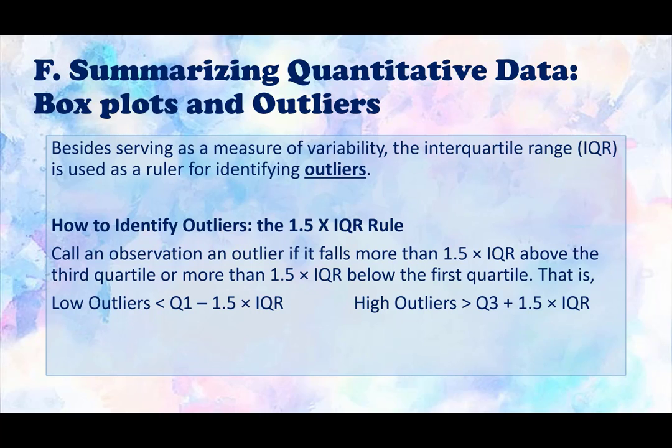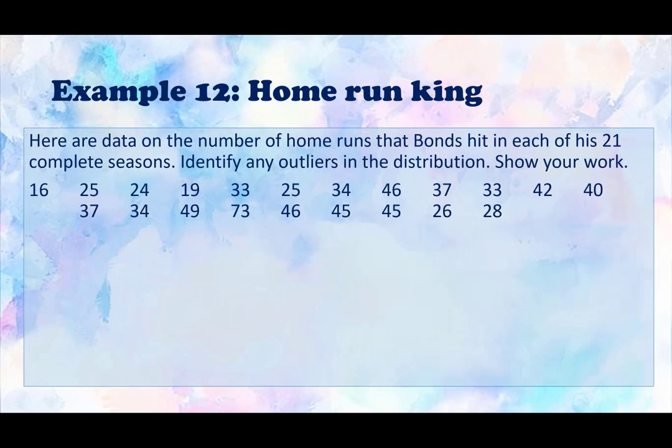What we're going to do is call an observation an outlier if it falls more than 1.5 times the IQR above the third quartile or more than 1.5 times the IQR below the first quartile. That is, lower outliers are going to be Q1 minus 1.5 times the IQR, and higher outliers are going to be Q3 plus 1.5 times the IQR. Now, I know all these words don't make a lot of sense right now, so let's do an example.